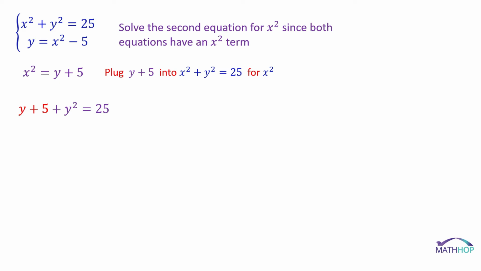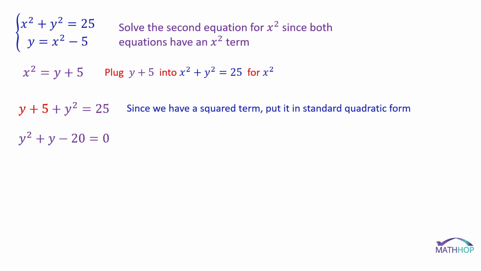Once again, we have a squared term. As soon as you see a squared term, even if it's not x squared, think quadratics. Put it in quadratic standard form, get it set equal to 0. Here we have y squared plus y plus 5, but we have to get it equal to 0. So we're going to subtract 25, which gives us y squared plus y minus 20 equals 0.